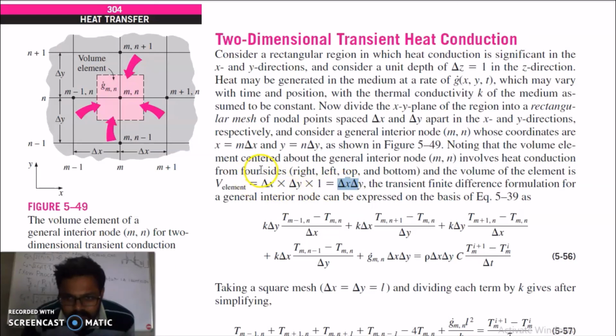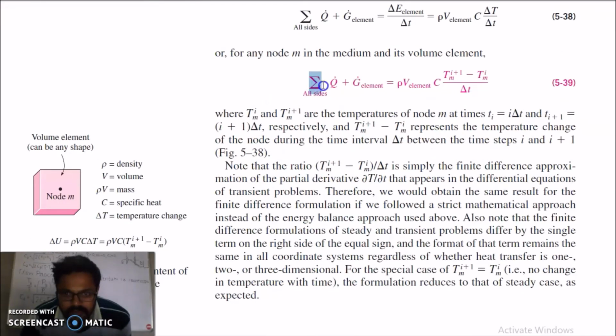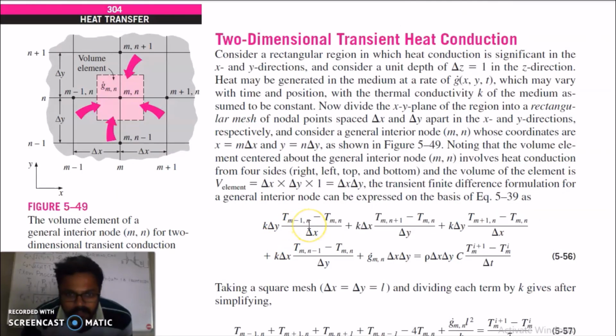The transient finite difference formulation for a general interior node can be expressed on the basis of this equation. So this part is your heat conduction from the left hand side. Heat conduction from the left hand side will depend on the temperature of this node and this distance. So this is your temperature difference, this is the distance, and this is your area, that is del y from this side, and del z is 1, and this is your thermal conductivity K.